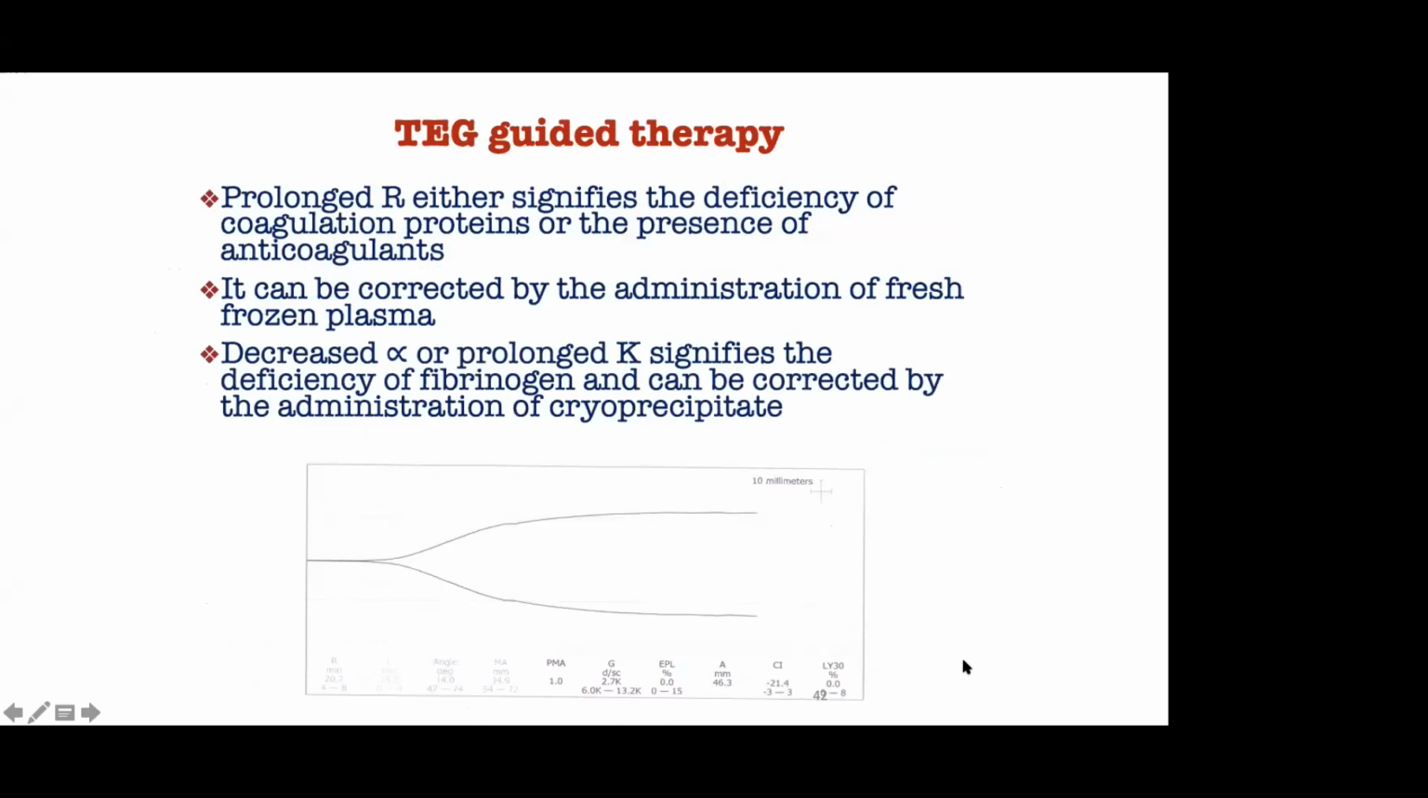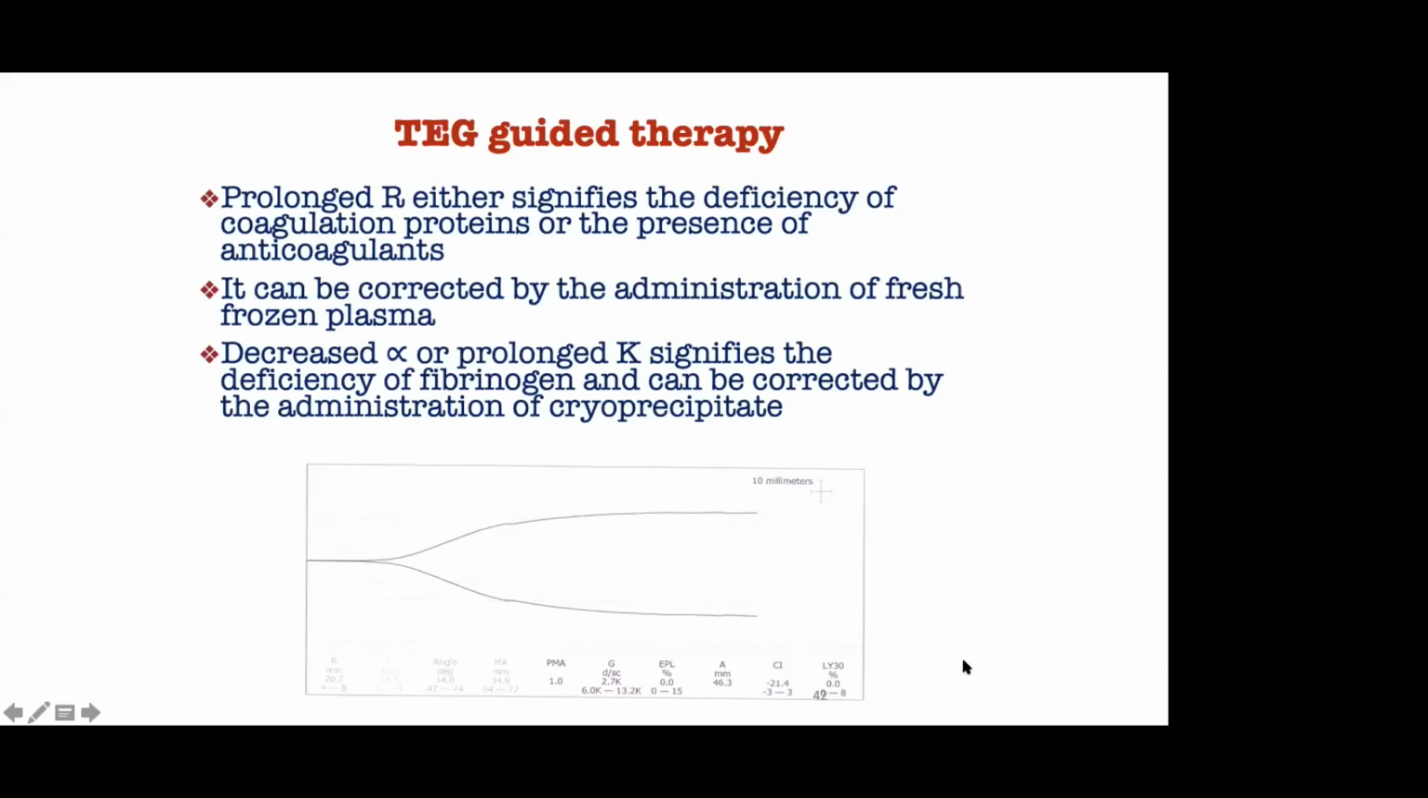Prolonged R signifies either a deficiency of coagulation proteins or the presence of an anticoagulant. It may be heparin or any other anticoagulant. It can be corrected by administration of fresh frozen plasma. And a decreased alpha or prolonged K signifies a deficiency of fibrinogen and can be corrected by administration of cryoprecipitate.